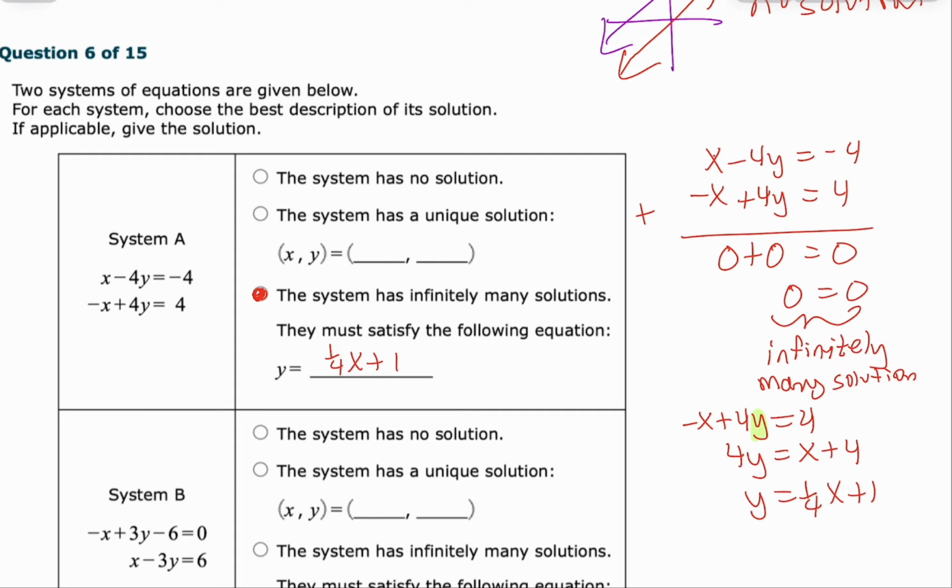Okay? So that means that the equations are duplicates, they overlap, they're exactly the same equation. And think about it, if I multiplied this bottom equation by -1, it turns into the top equation. Perfect match. When they're perfect matches, there's infinitely many places that they overlap, and they must satisfy one of the equations if you solve them for y.